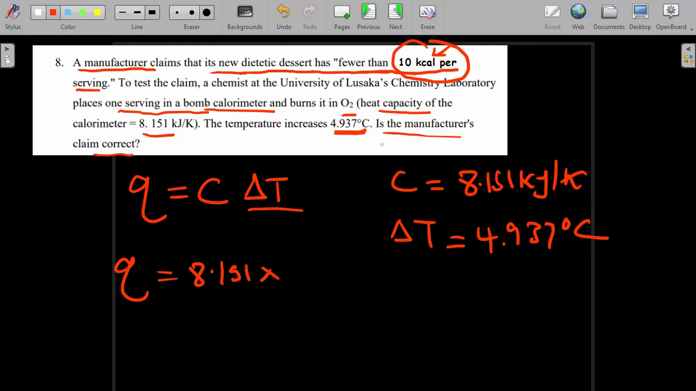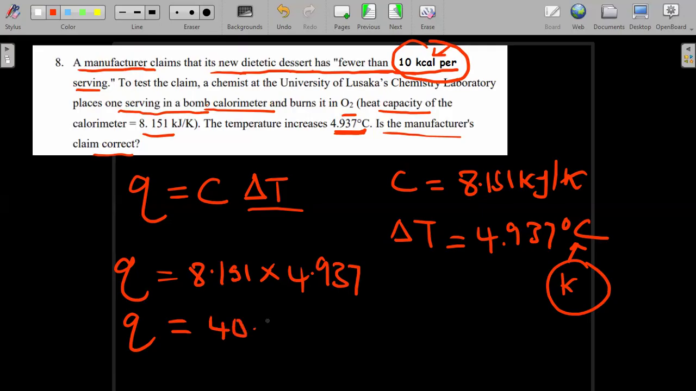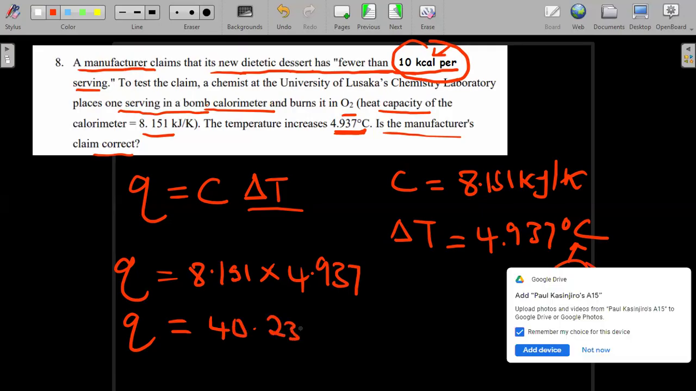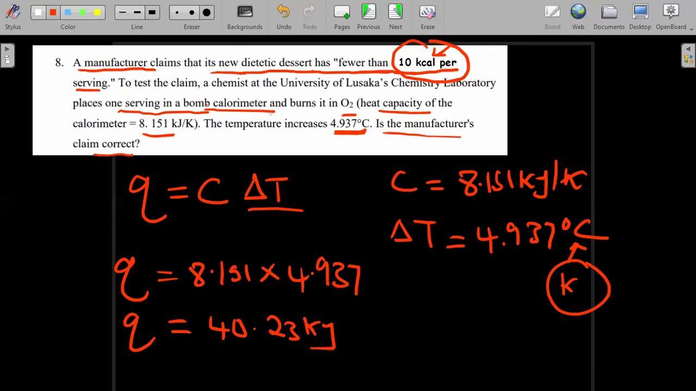The change in temperature is always the same. Either you have degrees Celsius or you have Kelvins, the difference of the temperatures is always the same. So we're going to use the same 4.937. When I multiply this, what will be the value of the energy? I'm getting 40.23 kilojoules.